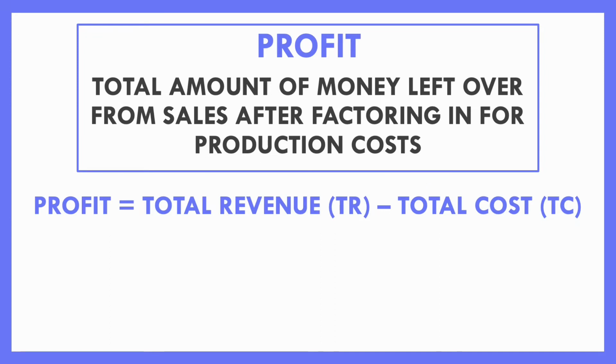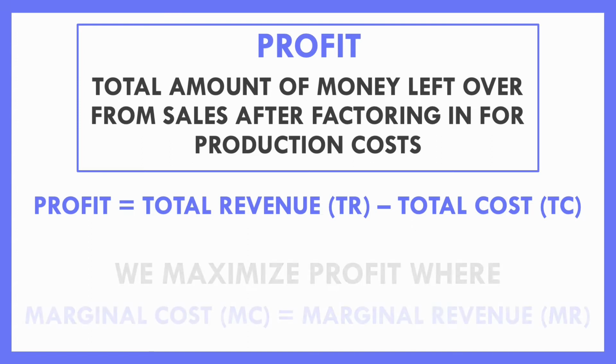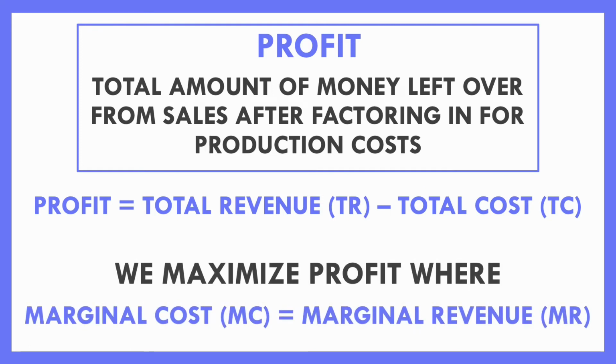Now, we want to maximize profit. If you're a business, your goal is to make as much money as possible. That's what you want to do. Well, how do you do that? And then we saw this with our learning objectives, is that we maximize our profit where our marginal cost is equal to our marginal revenue. But why exactly is it at that point?